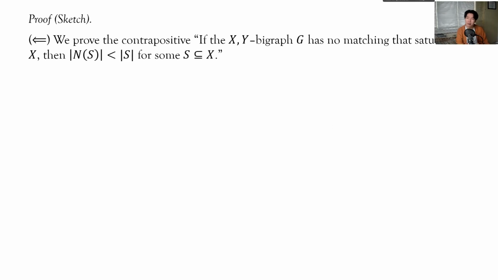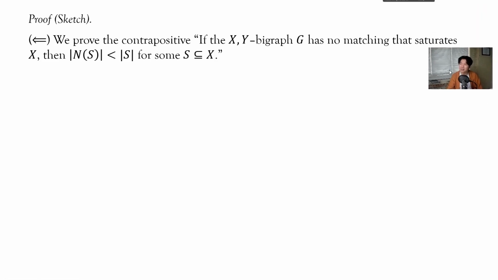So, for the backward direction, what I'm actually going to do is prove the contrapositive. That is, if the XY bigraph has no matching that saturates X, then we have this condition: the cardinality of the neighborhood of S is strictly less than the cardinality of S for some S subset of X. Remember, before we had for all S subset of X; we want to show that this condition occurs for at least one set S.